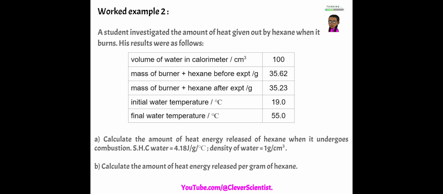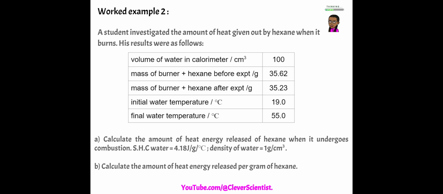So let's have a look at another worked example. We've got a student investigating the amount of heat given out by hexane when it burns. And imagine that you're doing this in your lab yourself, and this is your table of results. When you've got your results table, it's very easy for you to see your data that you're going to use in your calculation. So we've got to calculate the amount of heat energy released when hexane undergoes combustion, and we're given the value for the specific heat capacity of water, and we're also given the value for the density of water.